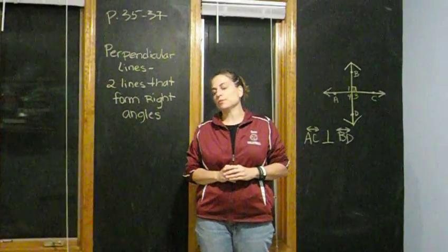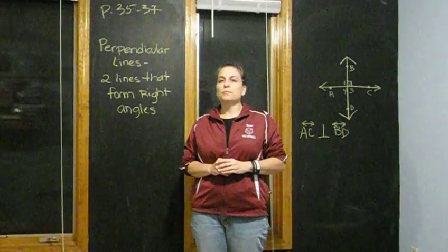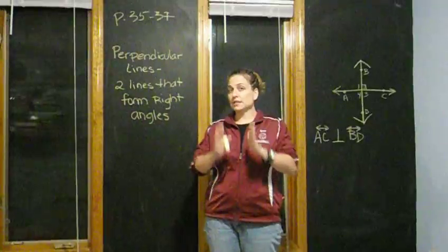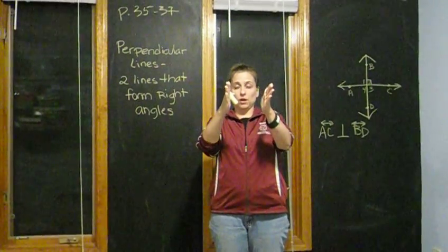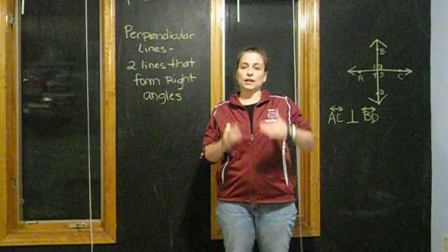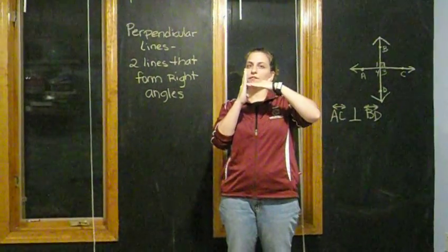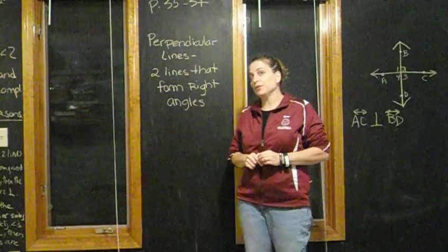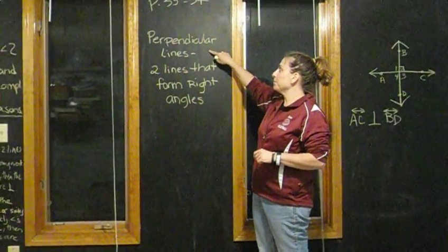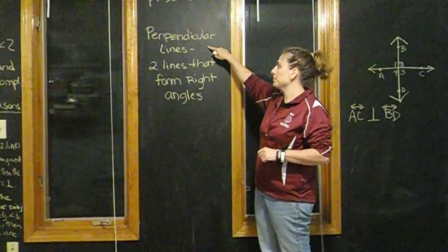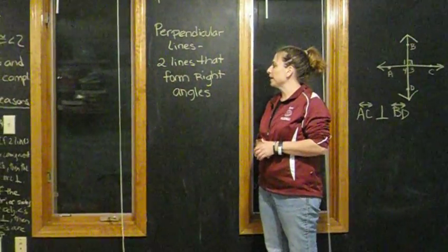If you don't remember, parallel lines are the lines that never meet. They go on and on and on forever, whereas perpendicular lines meet like this and they form a right angle. Here's the definition that I would like you to write in your notebook. Perpendicular lines, this is on page 36, I believe, at the top, are two lines that form right angles.